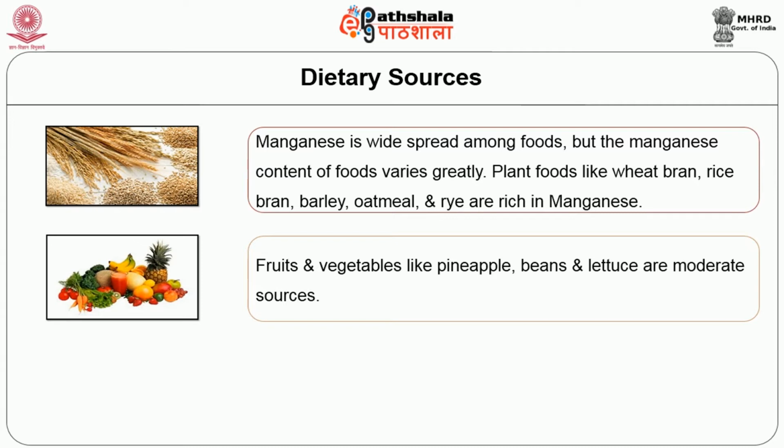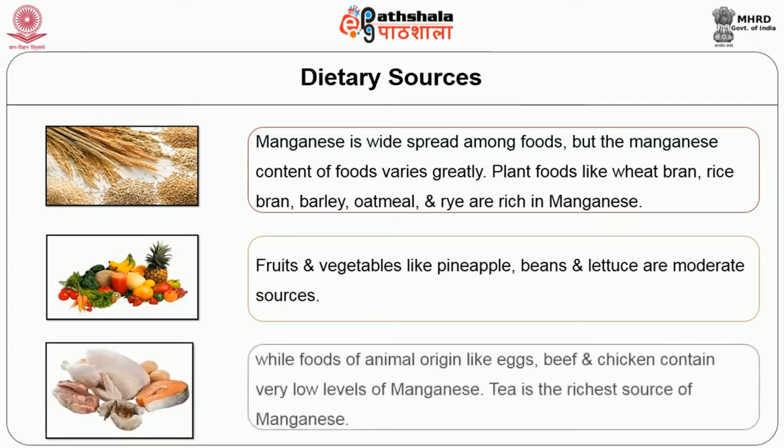Fruits and vegetables like pineapple, beans and lentils are moderate sources, while foods of animal origin like egg, beef and chicken contain very low levels of manganese. Tea is the richest source of manganese.